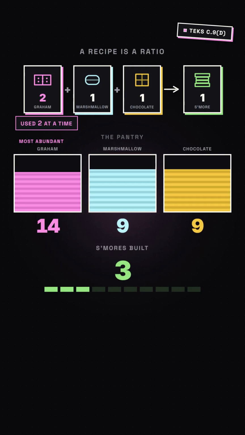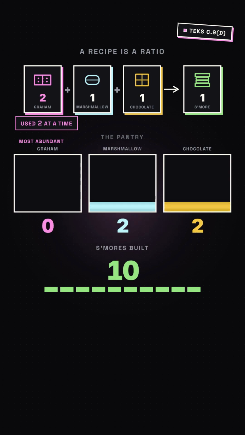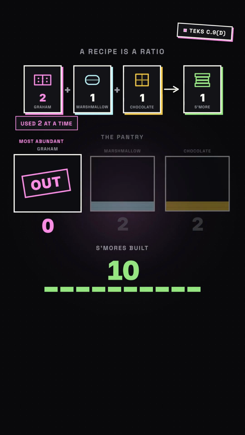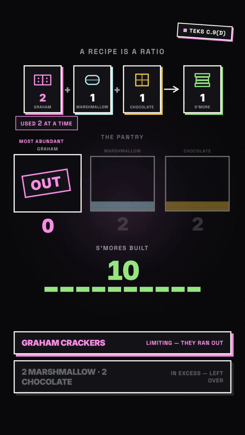You have more graham crackers than anything else. But the recipe eats them 2 at a time. 20 crackers only gets you 10. And after 10, the crackers are gone, the line stops, and 2 marshmallows and 2 chocolates are left sitting there.